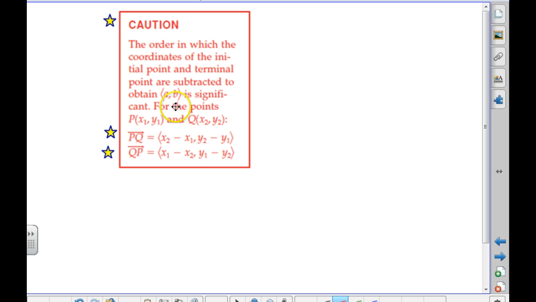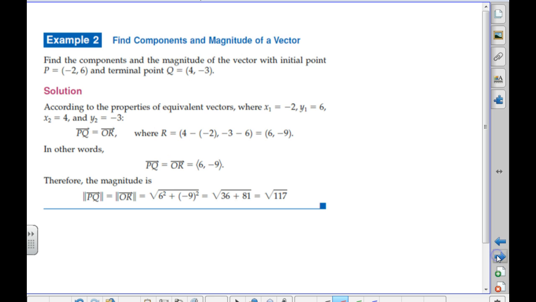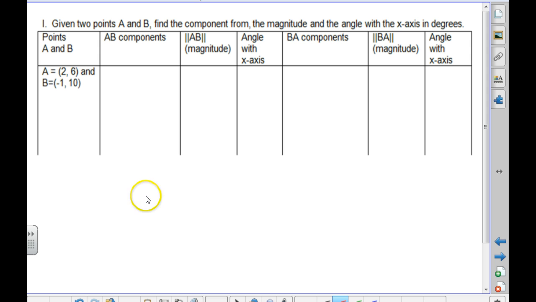The component form, you subtract in a particular order, and I'm going to just show you an example, and that will make more sense. Here are some examples, but we're going to go to ours on our notes. Everybody got this? Okay. This question says we're going to go from A to B. It doesn't have an arrow above it, but it says A to B's components.